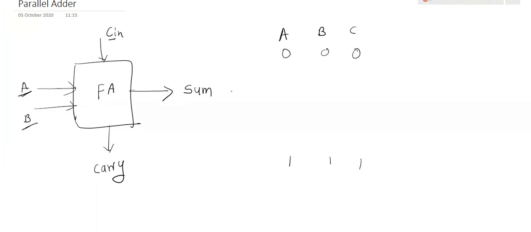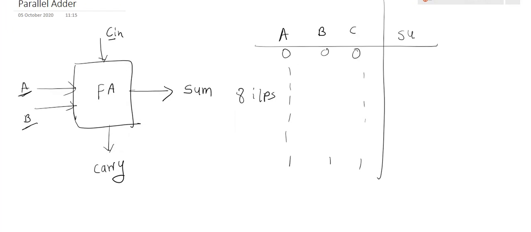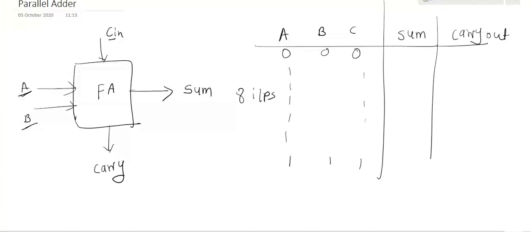With 3 variables, we have seen the possible 8 combinations of the inputs, from 0, 0, 0 to 1, 1, 1, and whatever the values, what output is generated in the sum and in the carry out. Already we have seen and implemented the full adder. Now what I want to do is perform the addition of A, B and C.